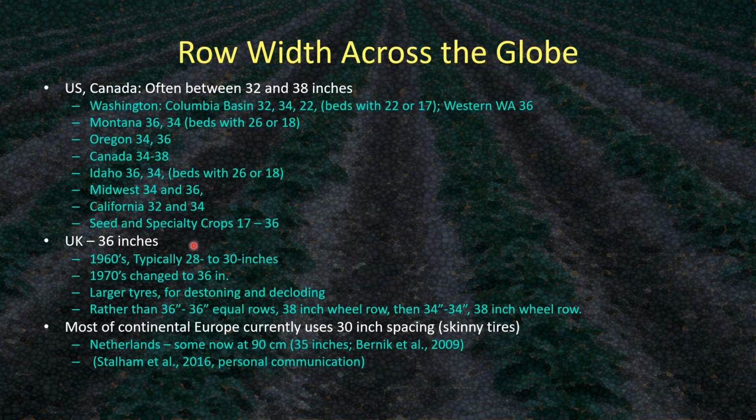In the UK, they do things a little bit differently. They're averaging 36 inches, but because they have large tires for destoning and declodding the land, they actually have to have room for the tires that are really wide. So they'll plant one row at 38 inches, then they'll be followed by 34-inch rows, and then a 38-inch wheel row. So it's a little bit different there. Most of continental Europe is using a 30-inch row spacing, using skinny tires and unique harvesters, which I'll show you on the next couple slides.